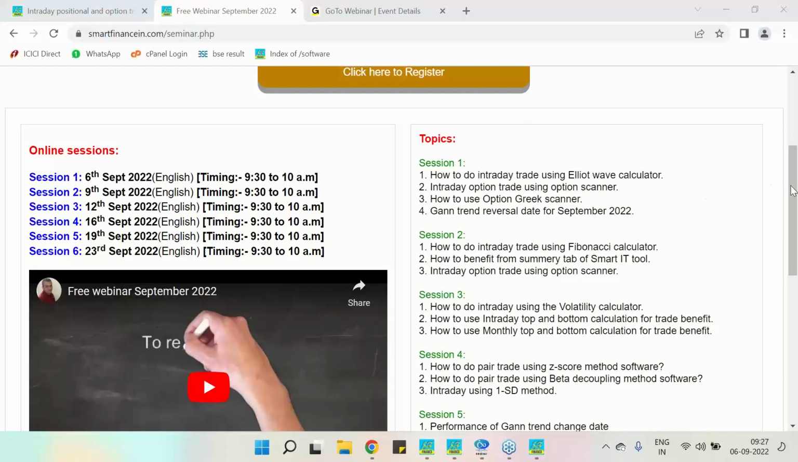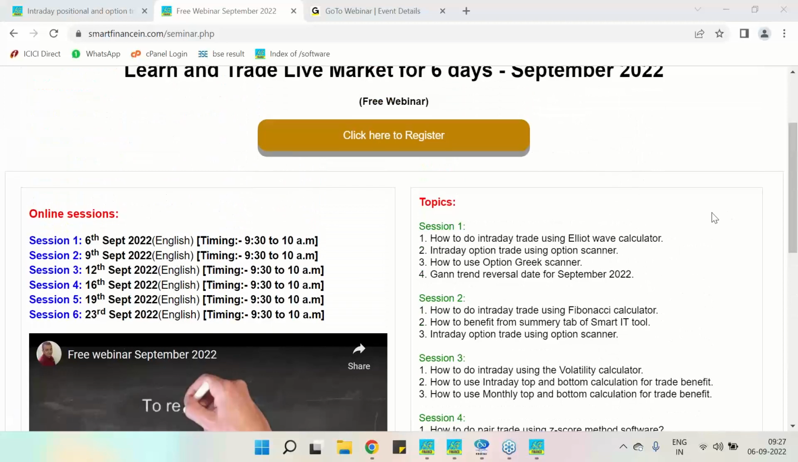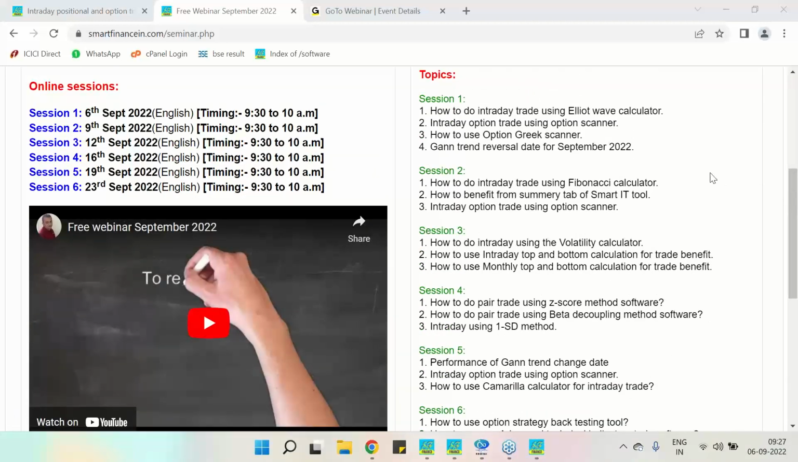So this time we have scheduled 6 sessions, and in every session we are going to experience one tool. Today's session, you will be experiencing how to work with the Elliott wave calculator. It will give you the wave and how you can take a call on the wave. Option scanner, you saw last time and will see this time also, how to use the option scanner for intraday trade. Greek scanner, you are going to experience this month, how to utilize it, specially in this session.